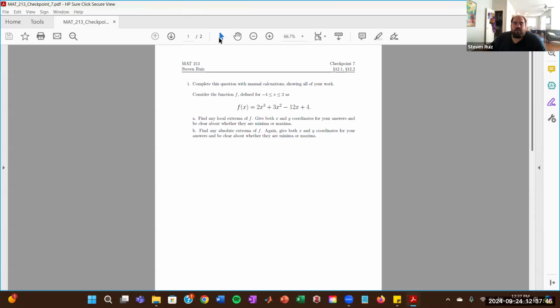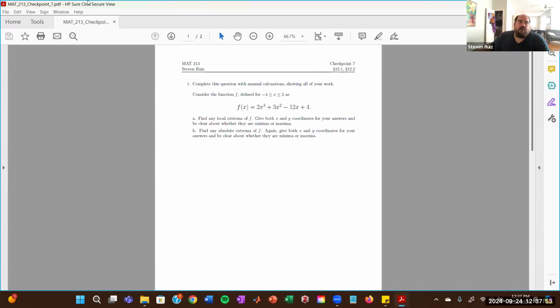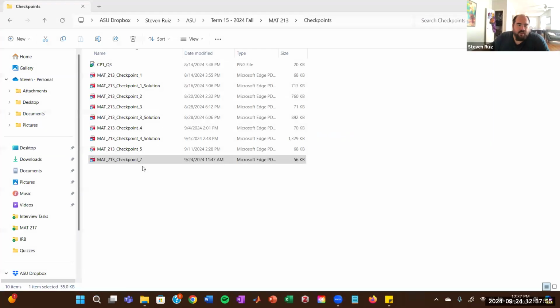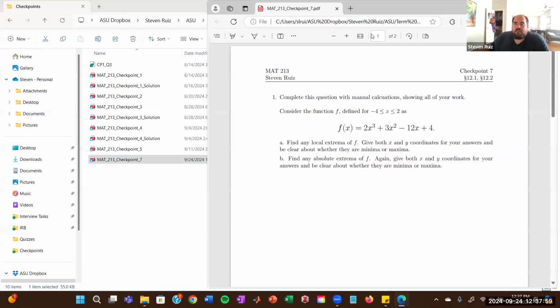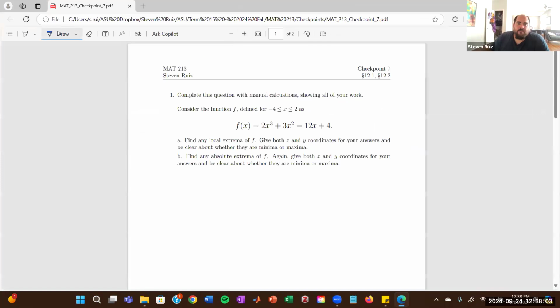All right, let's go ahead and look at checkpoint number 7. So this first question here, I'm giving you a function. It's defined over, let me open this up in Edge again. So this function is defined on the interval -4 to 2. So that's a closed interval, which means that we have to have an absolute minimum and an absolute maximum. So that's one of the things we're going to be asked to look for.